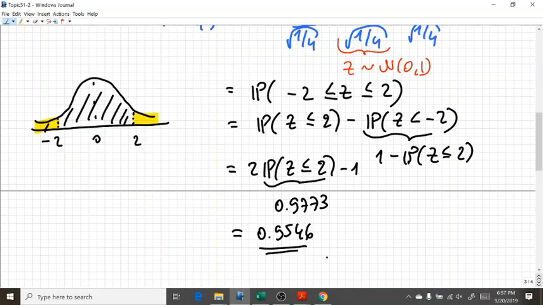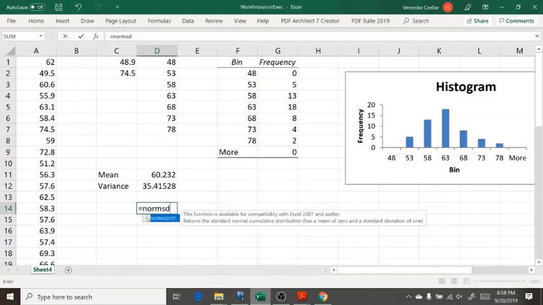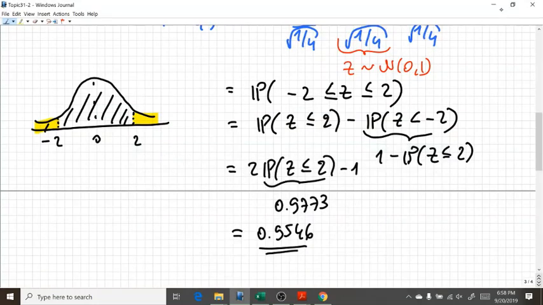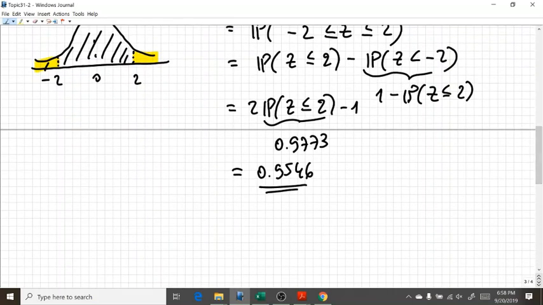0.9546 as confidence level. Now, using Excel, how to calculate this probability? Well, I open Excel and I write equals NORM.S.DIST, and I enter 2. S dist like standard normal. Without the S, it would be just a normal distribution, and we should specify the mean and the variance. Well, I get 0.97725, so basically this value here, but Excel provides a more accurate value. Okay, we just obtained this confidence level.